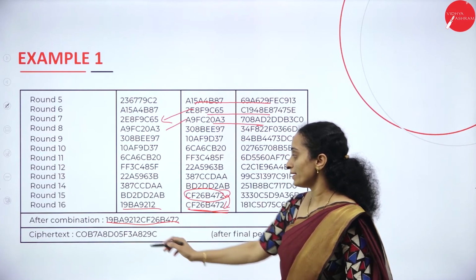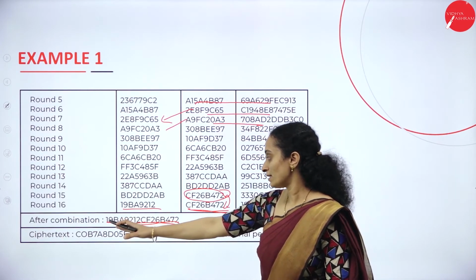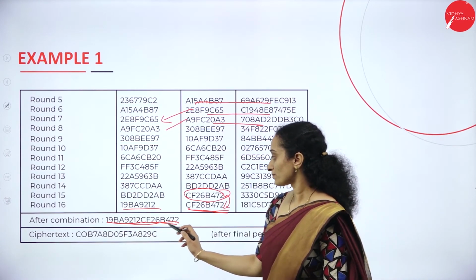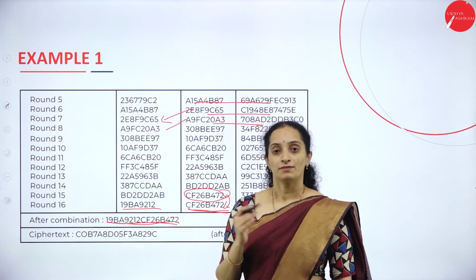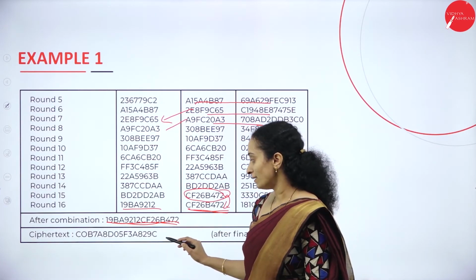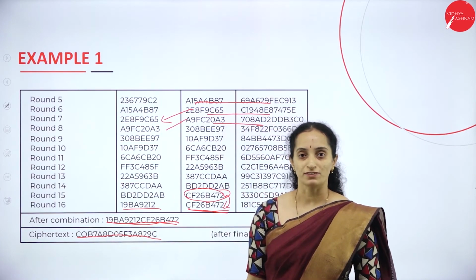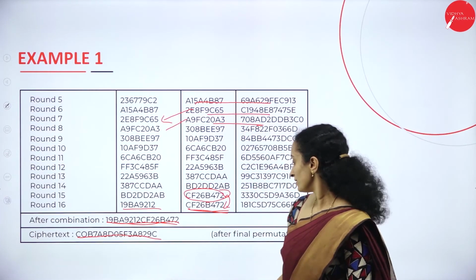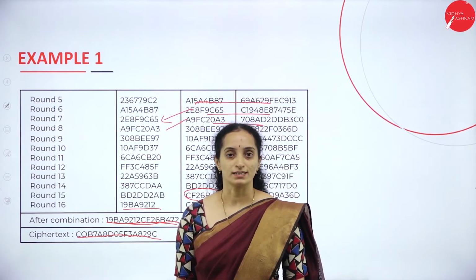When it is combined, we get the ciphertext which is given below. Okay. Again, after combination, final permutation is done. Once the final permutation is done, the actual ciphertext we get is this one. Okay. So after final permutation. Alright.